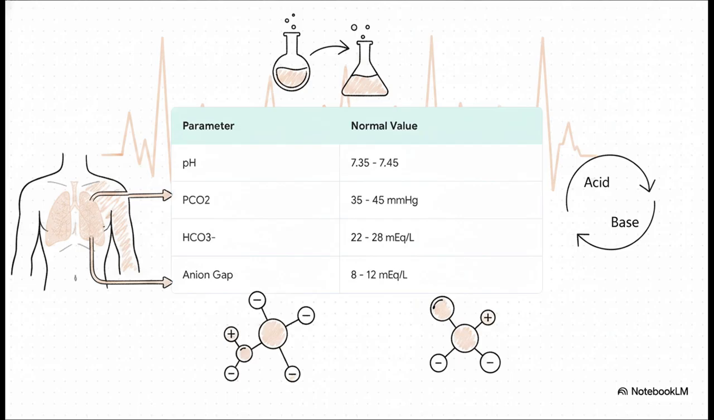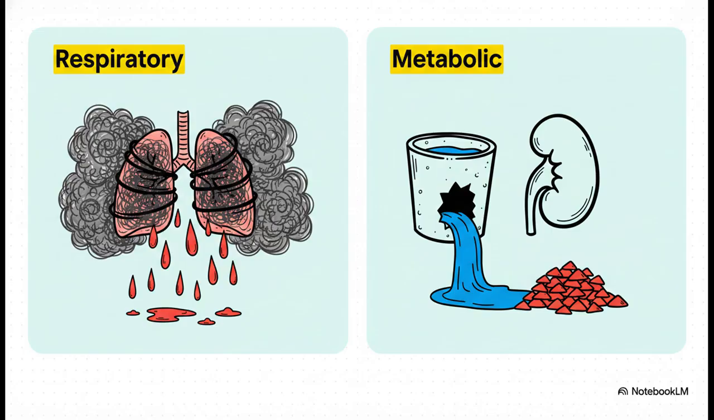They check the overall pH to see the baseline balance. They look at PCO2, which represents the physical gas pressure of carbon dioxide dissolved in the blood. They measure HCO3-, representing the dissolved bicarbonate ions. And finally, they calculate the anion gap. Based on those ABG numbers, any deviation from the normal pH is strictly classified as either a lung problem or kidney problem. A respiratory origin is driven by carbon dioxide gas.